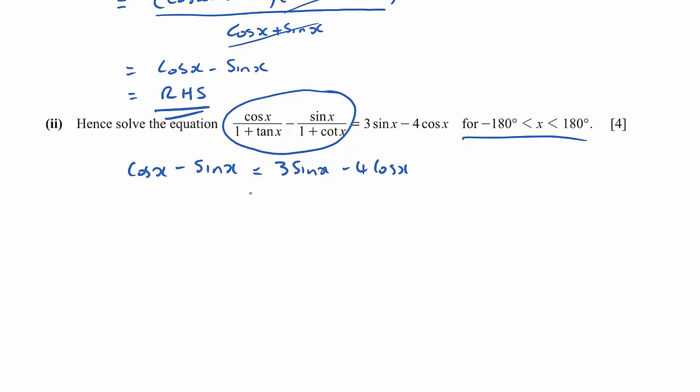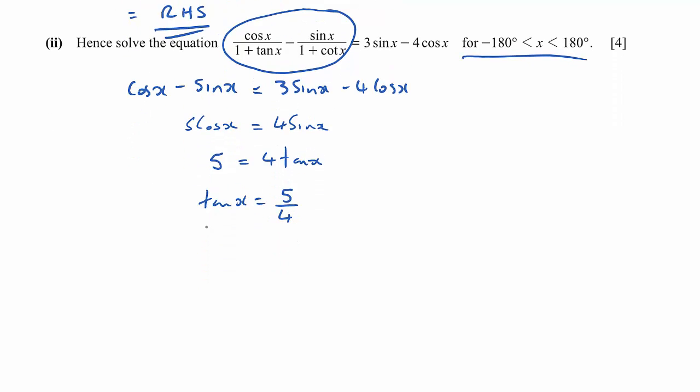So let's bring the sine x's to one side. So 4 sine x's, and the cos x's, let's get those all on one side. So we'll have 5 cos x's over here. And then dividing both sides by cos x gives me 5 equals 4 tan x. And so tan x is going to be 5 over 4.